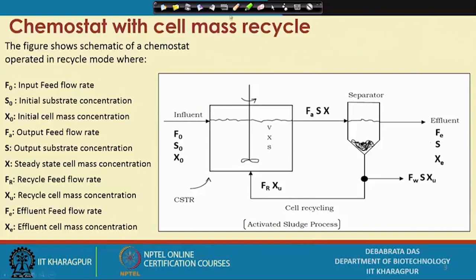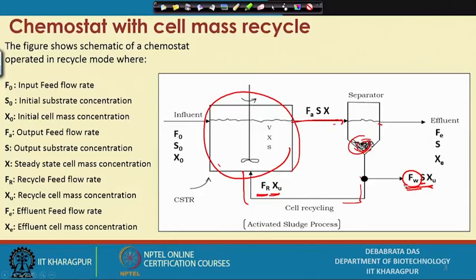Now this is the process, how it can be explained pictorially. As I told you, this is the CSTR we have, continuous stirred tank reactor or chemostat, and this is the influent, and this is what is going out, and this is the separator, the cell separator, where the concentrate of the cells is there. A part you recycle back. This is the recycle flow rate. This is the settled cell. This is the waste flow rate. We assume the reaction only takes place in the reactor, not in the separator or the pipeline. Then we can write the balance equation. All the parameters are noted here: F0, S0, X0 and what they stand for.